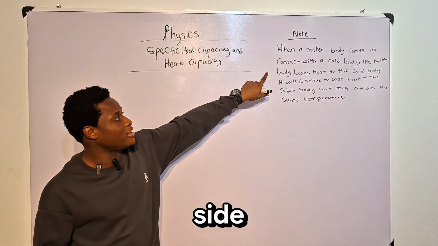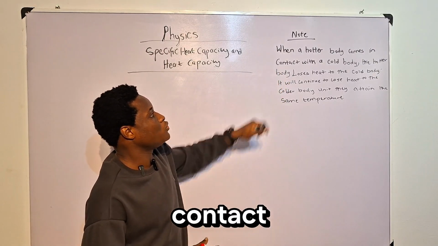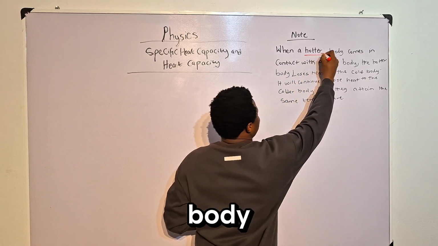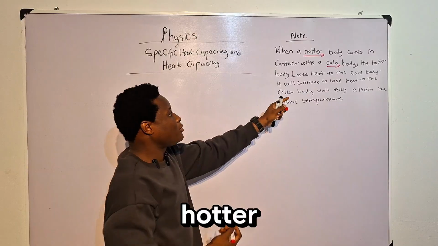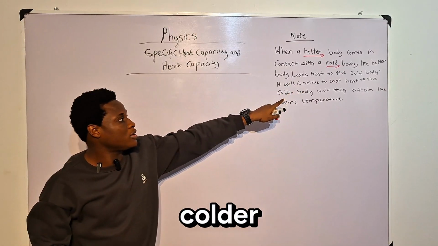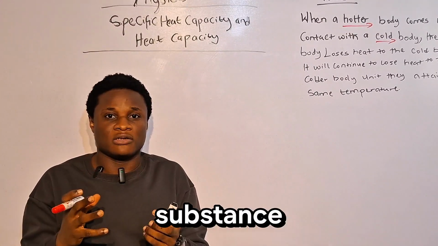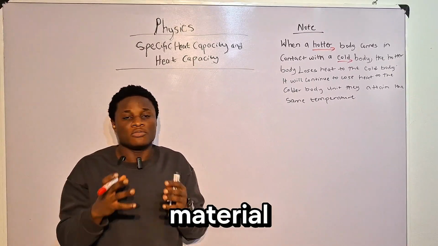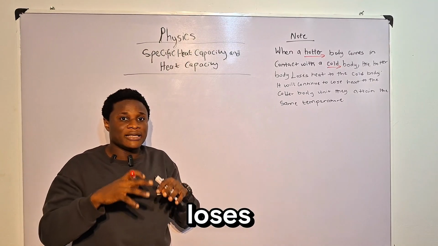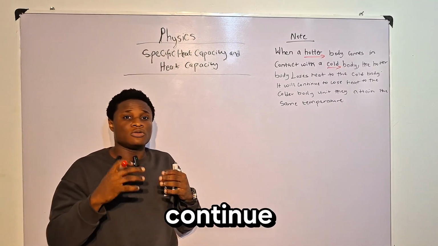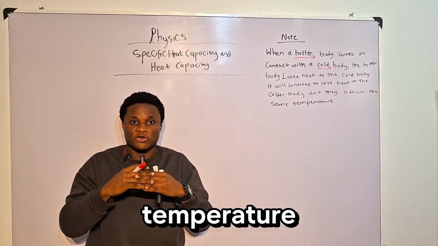Take a look at this side of the board. When a hotter body comes in contact with a colder body, the hotter body loses heat to the colder body. When a hotter substance or material comes in contact with a colder material, the hotter material loses heat to the colder material, and it will continue to lose heat until both materials attain equilibrium temperature, or equal temperature.